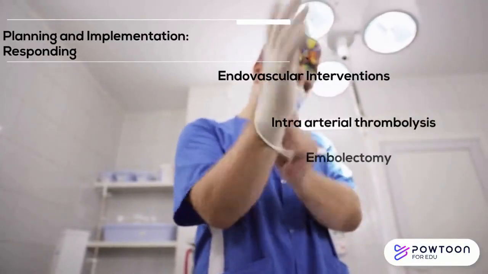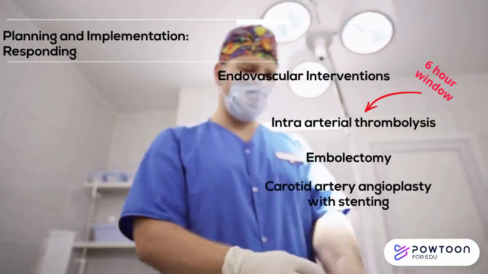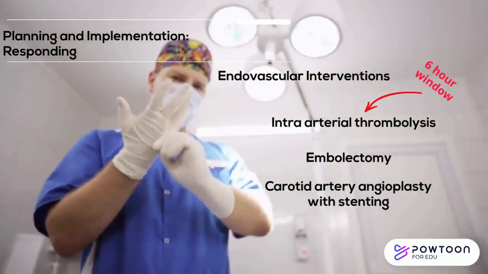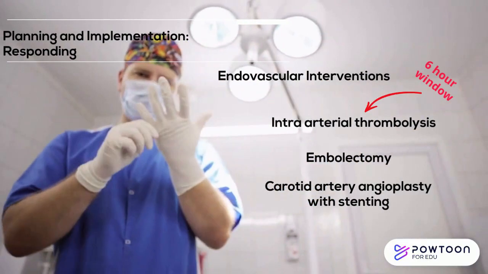Endovascular interventions include the intraarterial thrombolysis, which there is a 6-hour window with that. So again, time is important. An embolectomy, which is removal of the clot, as well as a carotid artery angioplasty with stenting, which is where they place a stent to reopen up the vessels for perfusion.